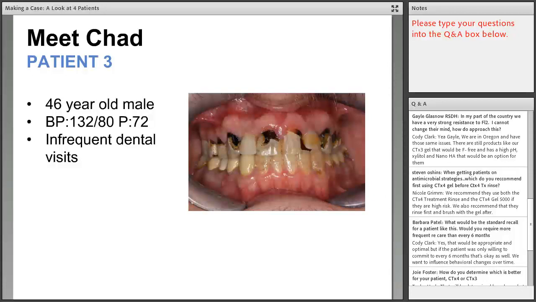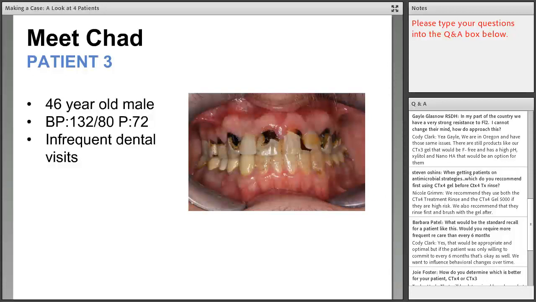His blood pressure is a little elevated there on the systolic. His pulse is kind of normal. He hasn't been to the dentist a whole lot. But he knows that he needs to, and he's having some issues, and so a tooth broke there in the front. Thought it was time maybe to get in. So, again, what are you thinking here? And I want you to think systematically.